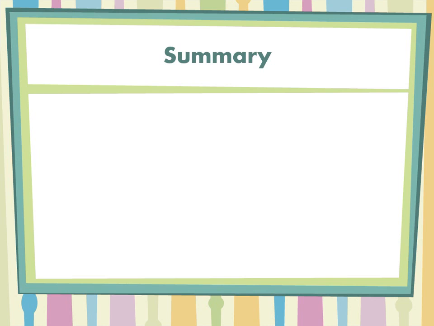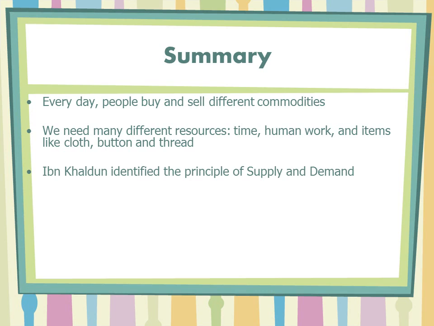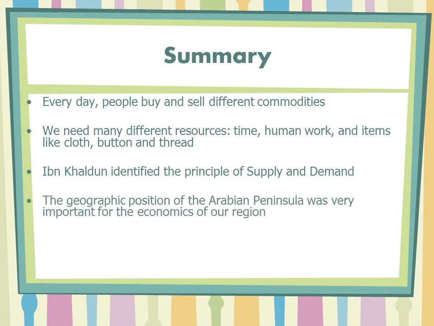Let us see the summary of what we have learned today. Every day people buy and sell different commodities. We need many different resources, time, human work, and items like cloth, button, and thread to make one product. Ibn Khaldun identified the principle of supply and demand. The geographic position of the Arabian Peninsula was very important for the economics of our region because it helped people to trade.